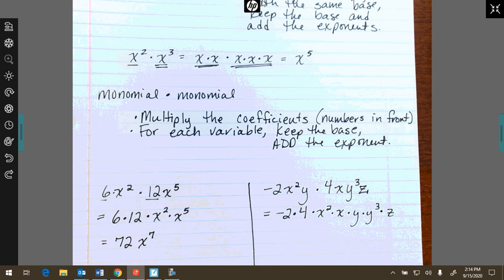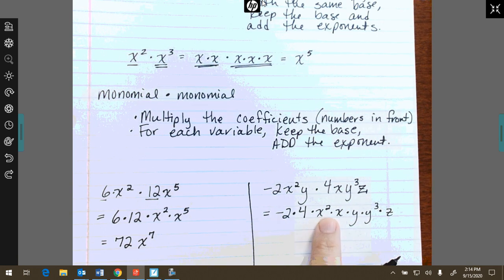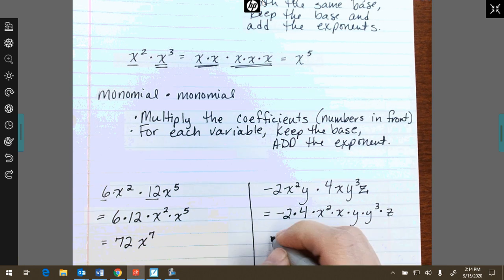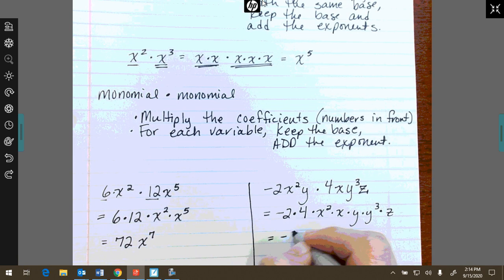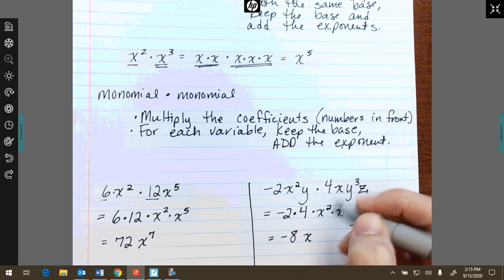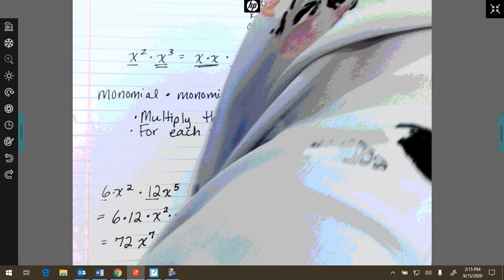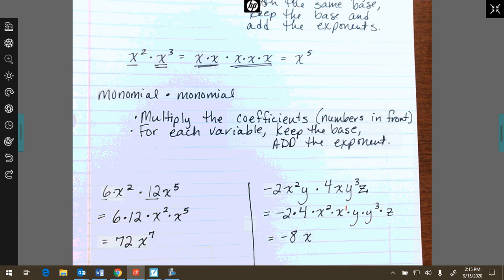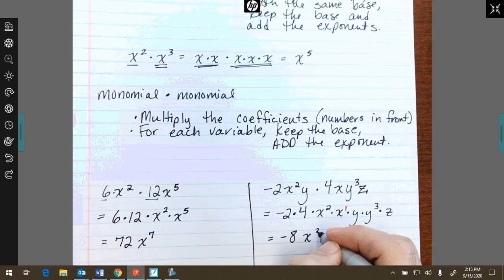I'm bringing them together. Commutative property is why that's legal, because I always want to make sure I'm doing legal work. Okay, so I pulled my coefficients together, I pulled my x's together, I pulled my y's together, and then my z is just kind of lonesome out there. When I do my multiplication, negative 2 times 4 is negative 8. Those are just regular numbers, so I just multiply them. Then for my x, I keep the base, and then, ooh, be careful. Remember my invisible math. There's a 1 right there. So I'm going to do 2 plus 1 is 3.